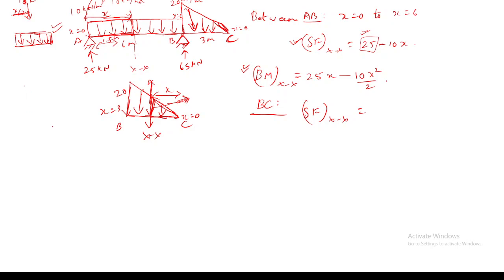Why it is 20x by 3: for example, this is the whole loading diagram of this uniformly varying load, and this is 20, and this is the length which you want to know. This is x, and the total length is 3. Based on similar triangles, 20 divided by 3 equals wxx divided by x, where wxx is the loading at this section. So wxx will be 20 into x by 3.